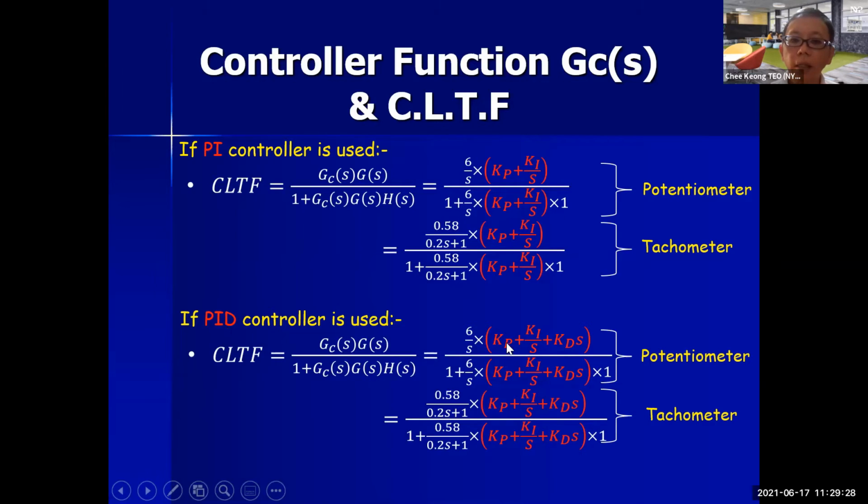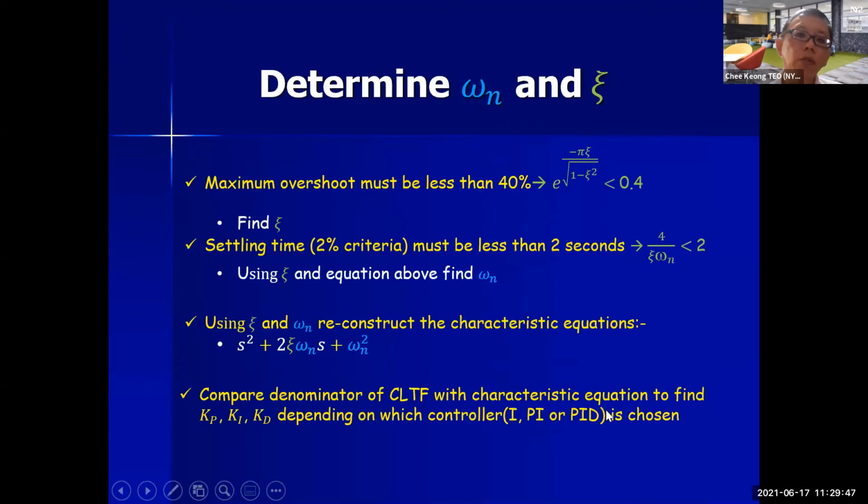Now, if you have a more complicated one, which is PID, then you have the full suite, meaning Kp plus Ki over S plus Kds. The same goes for potentiometer and tachometer, which you substitute in the previous equation. So that's how you get the equations to stack up, right? Now, again, let's come back to the maximum overshoot. Maximum overshoot needs to be less than 40%.